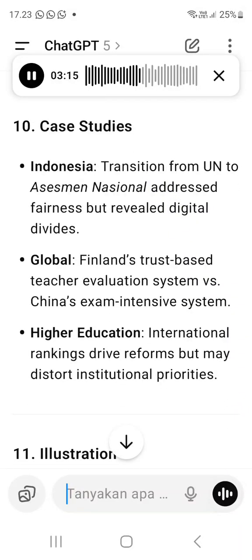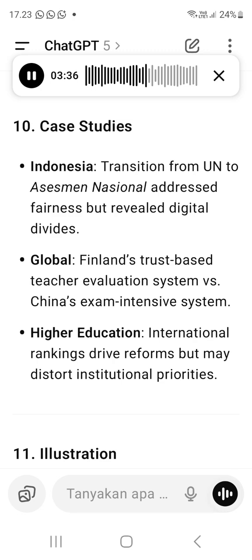10. Case studies. Indonesia: transition from UN to Asesmen Nasional addressed fairness but revealed digital divides. Global: Finland's trust-based teacher evaluation system versus China's exam-intensive system. Higher education: international rankings drive reforms but may distort institutional priorities.